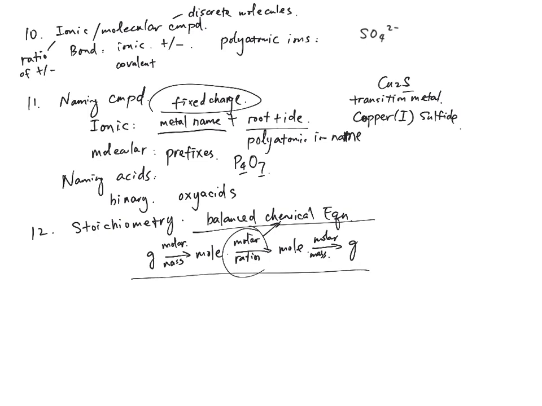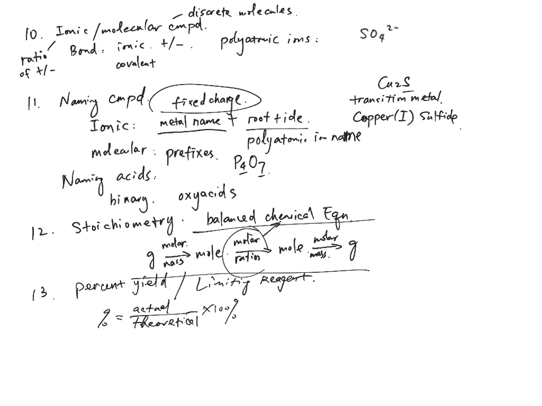We also talked about two different, more complicated types of stoichiometry, and that is percent yield and limiting reagent. Can you do percent yield and the limiting reagent calculation? Percent yield is equal to actual yield over theoretical yield times 100%. So the theoretical yield is what you calculate through the stoichiometry on paper.